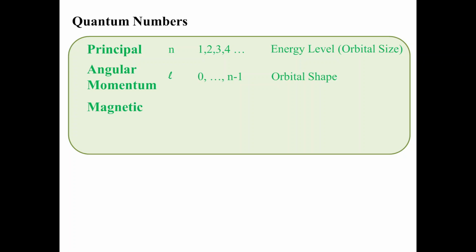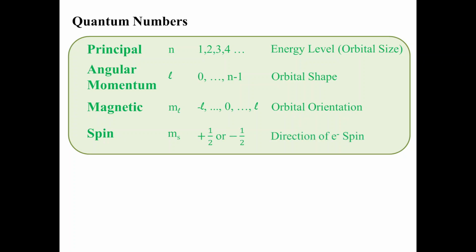Then we have the magnetic quantum number, represented by m subscript L, where it goes from negative L plus 1 all the way up to 0, and then plus 1 all the way up to L. This will represent an orbital's orientation. Lastly, we have the spin quantum number, represented by m subscript S, and this is either going to be plus 1/2 or minus 1/2. This will tell the direction of an electron's spin.